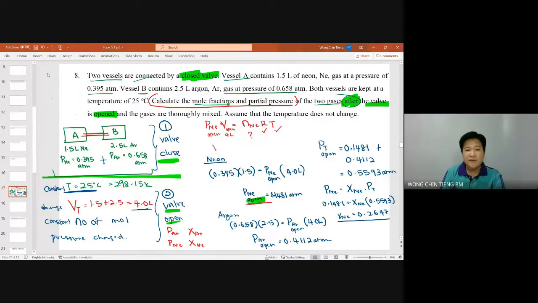Nak cari guna formula ni pun boleh. Panjang gila tahap gaban. Lepas tu kamu kena cari number of mole untuk argon pula. Lepas tu kena cari number of mole total pula. Baru dapat mole fraction. Panjang. But touch wood in the exam, that is the only thing come. Buat je lah. Okay, buat je lah. Betul. Daripada tak dapat, baik buat panjang tapi dapat jawapan.